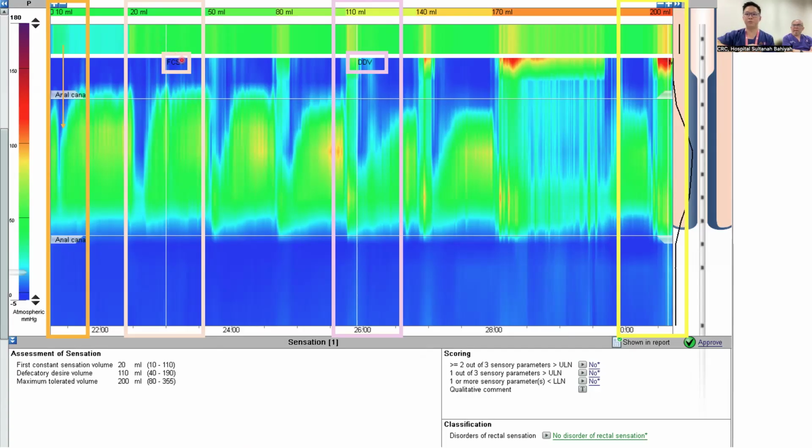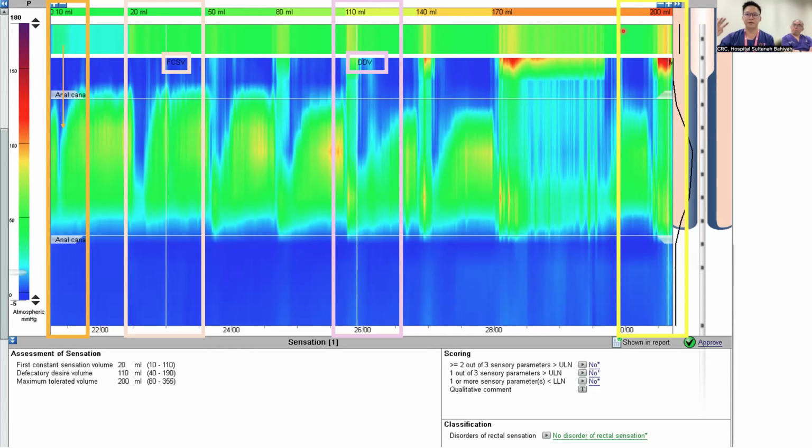FCSV, as established. We increase the volume by 30 mils. Next, we go 50 mil. Sir, I don't feel like going to the toilet yet. Increase to 80. Nah, I'm fine, I don't feel like going to the toilet. At 110, doctor, I feel like I need to use the toilet already. We mark this as defecatory desire volume. Can still tahan, can still hold it in. I don't have to rush to find a toilet, but I feel like I need to go to the toilet, I'm comfortable.